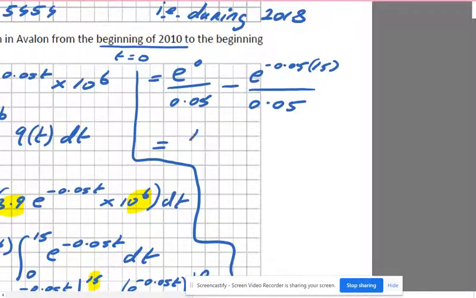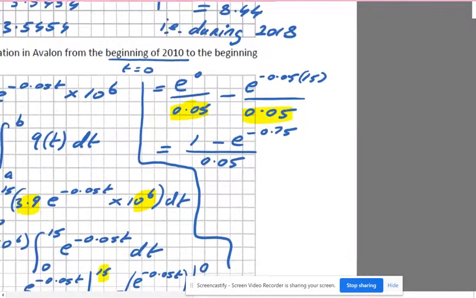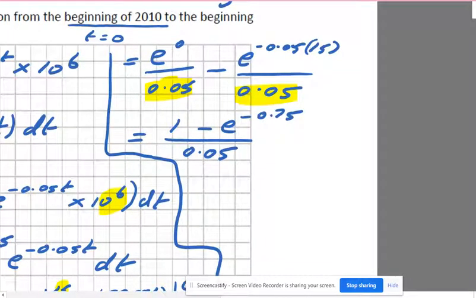And now there's a common denominator. E to the power of 0 is 1, minus e to the power of minus, so we've got 15 times 0.05, and that gives us 0.75. So it's e to the power of minus 0.75. And the whole lot is over the same denominator, which is 0.05. And now we try and work out all that. All the time we have the 260,000 out here.